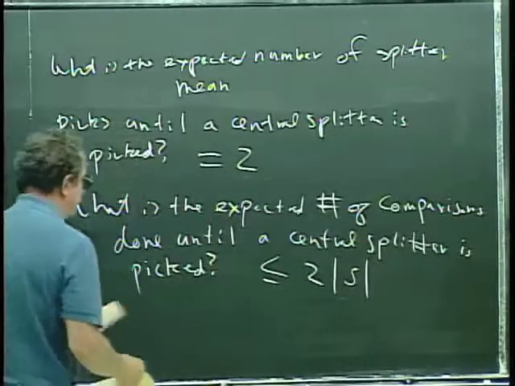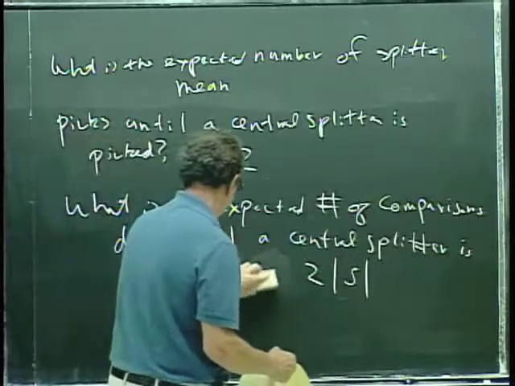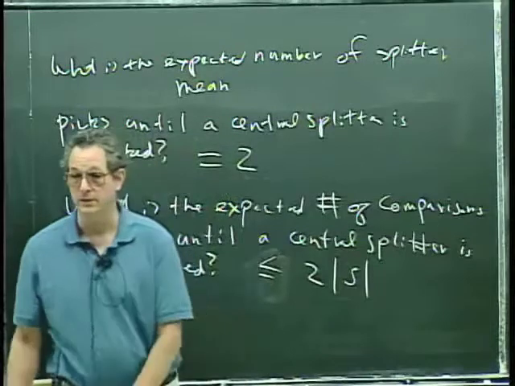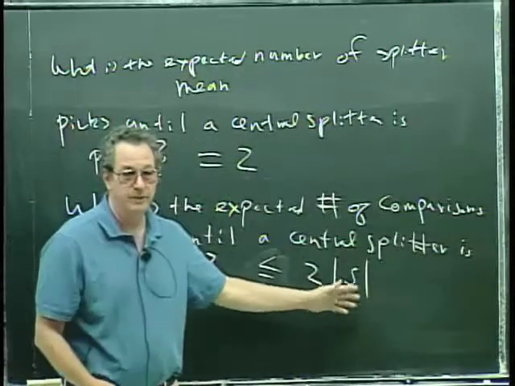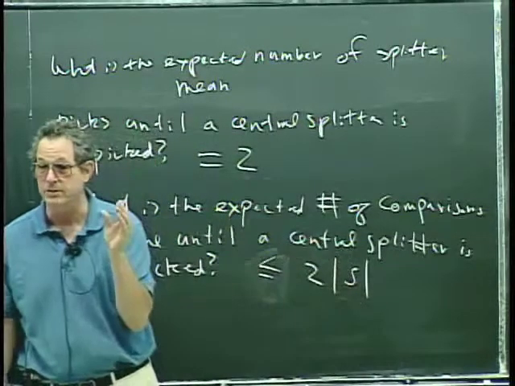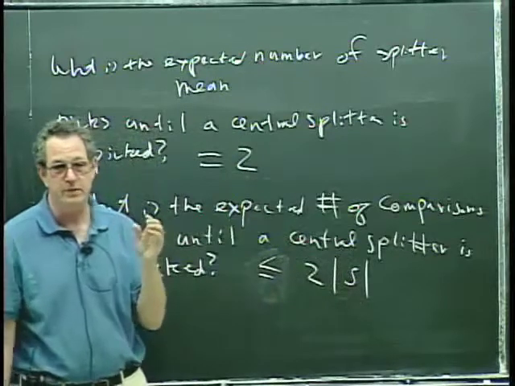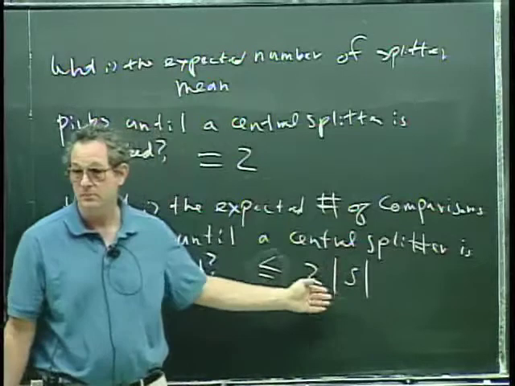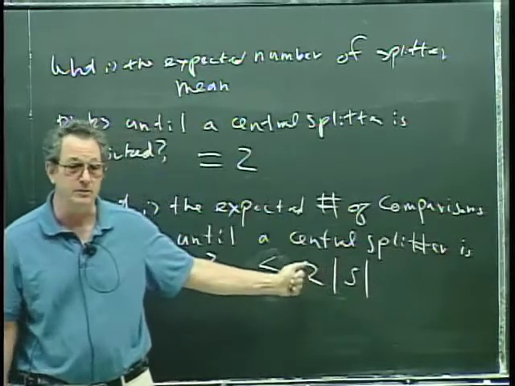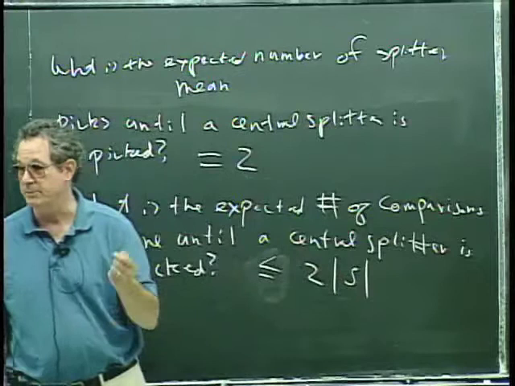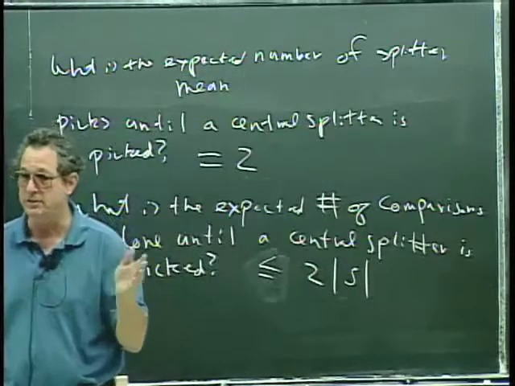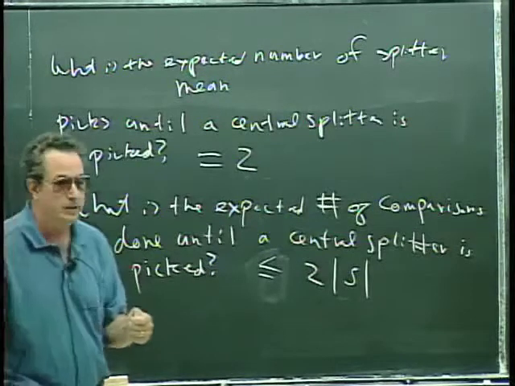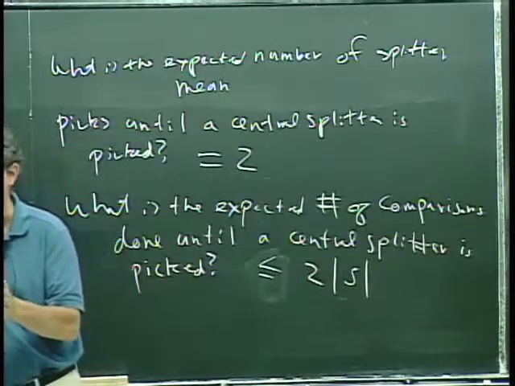Okay. That's the level of precision we'll live with anyway. But everybody see that if you really want to do this precisely, and that's why the question might have at first seemed tricky, it should be strictly less than 2S. Because if you get this central splitter the first time, it was S comparisons, or S minus 1. And if you didn't, then you're moving on to a set that's strictly smaller than S.